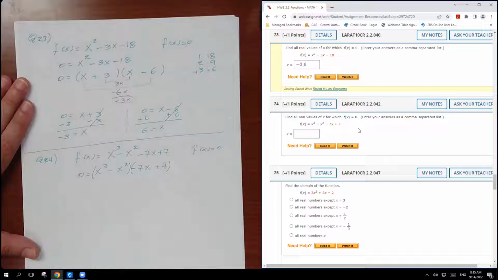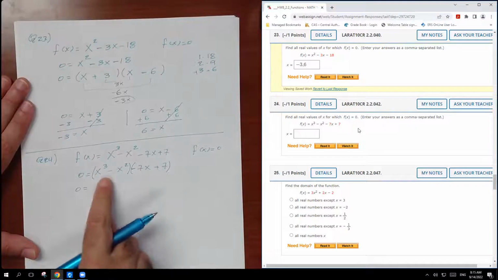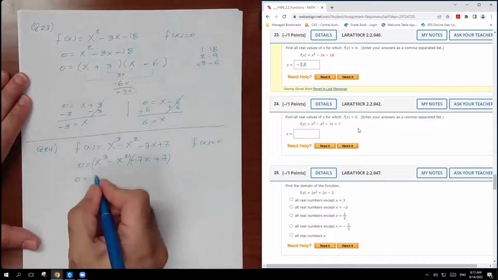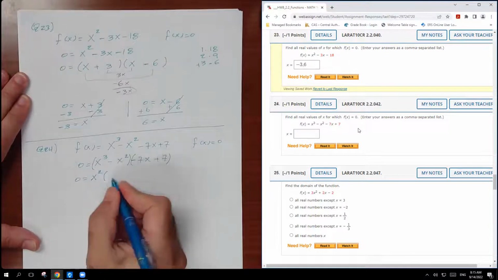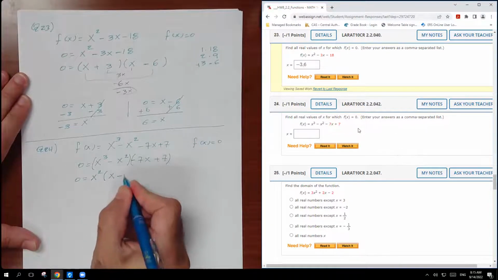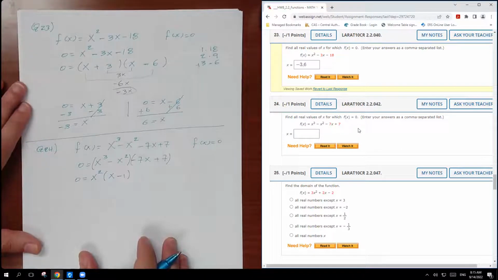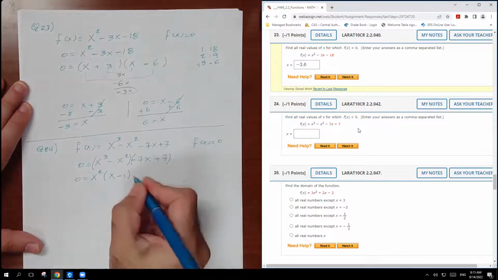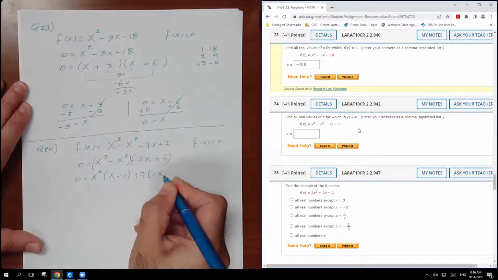Let's check how it's going to be. 0, what's the common with the first 2 terms? The common is x squared. So the left here is going to be x minus 1. What's the common with the second 2 terms? The common, if you look here, is 7. So it's going to be negative x plus 1.